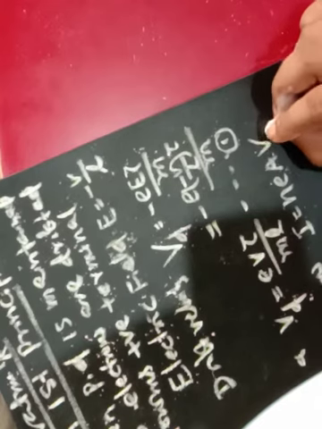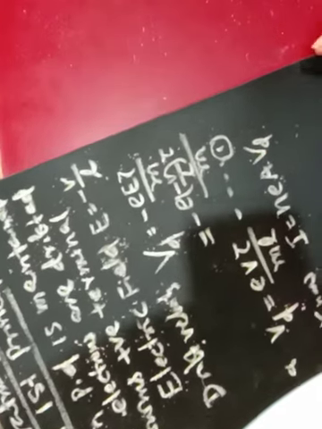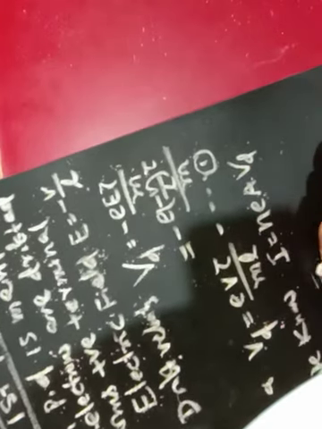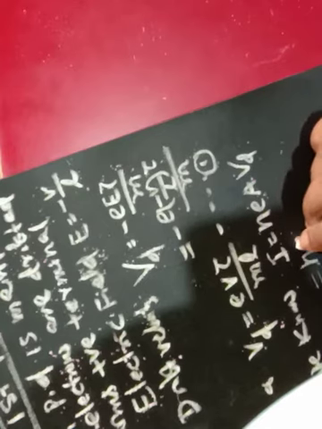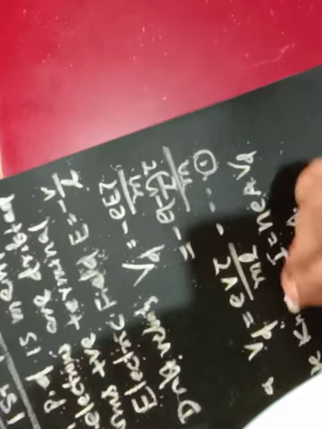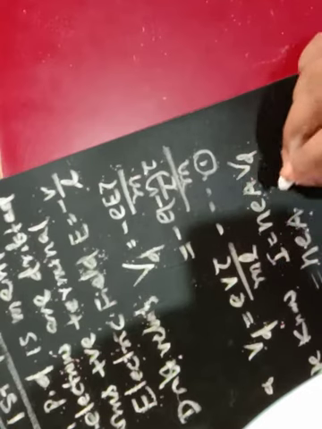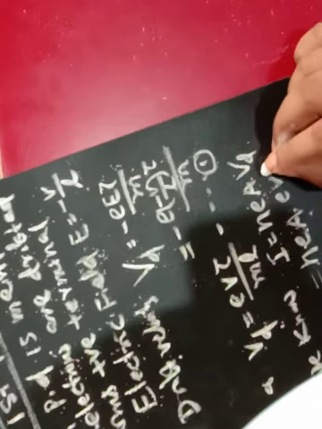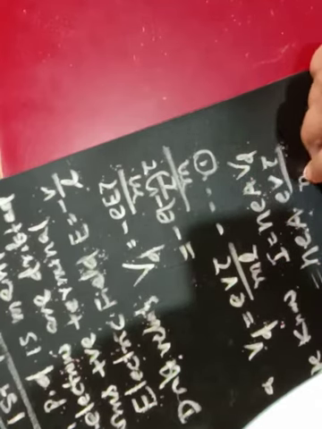Equation 1. And you know that I equal to NeAVd, where Vd means drift velocity. And this is equal to NeA, and in place of Vd, you can put this value, that is eV relaxation time upon mL.